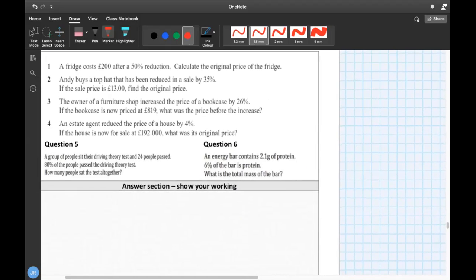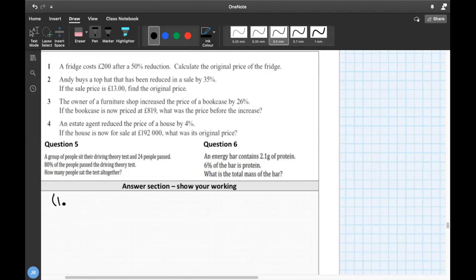Okay, then let's put that to the test. Let's have a go at some of these questions here. Right, question number 1. A fridge costs £200 after a 50% reduction. So let's do this one here. Now, this would be a non-calculator question. We've got very nice amounts and there wouldn't be too complex calculations. So let's have a go at that.